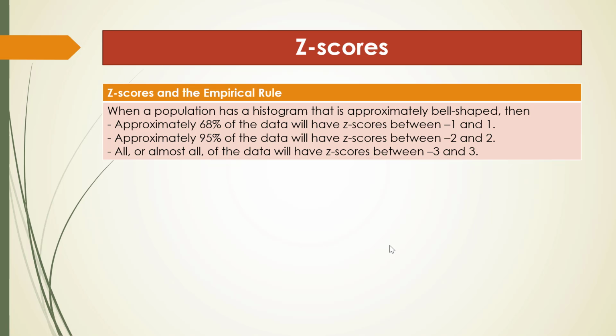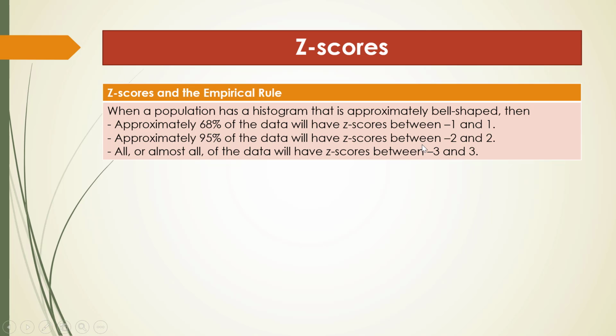Within one standard deviation, that means between negative sigma and sigma. And the Z-score for negative sigma is -1. The Z-score for sigma is 1 because negative sigma minus 0 over sigma is -1, and sigma minus 0 over sigma is 1. So combining the empirical rule with Z-score, approximately 68% of the data will have Z-scores between -1 and 1. Similarly, we apply the empirical rule and Z-score for the last two statements.